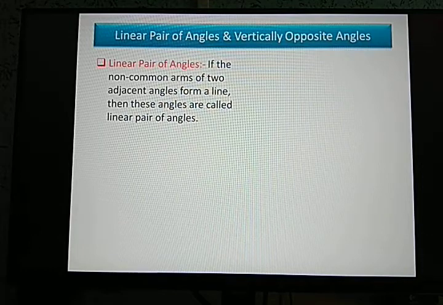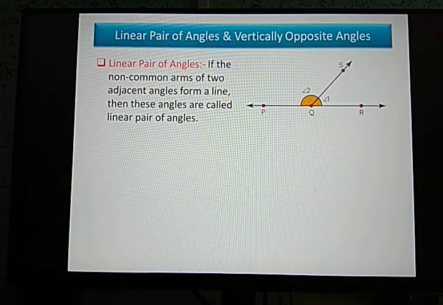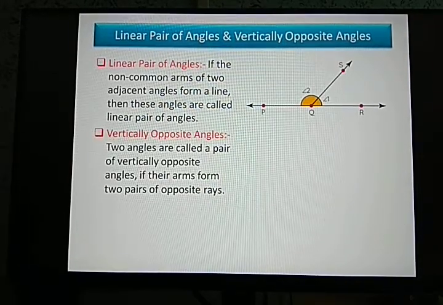Let us see the figure. As you can see, it satisfies all the conditions of adjacent angles. That is, it has a common vertex Q, a common arm QS, and the other two non-common arms, they are on the other sides of the common arm, that is QP and QR. These are the non-common arms. But another additional factor here is that it forms a straight line. So since it forms a straight line, it will be a linear pair of angles. Clear?